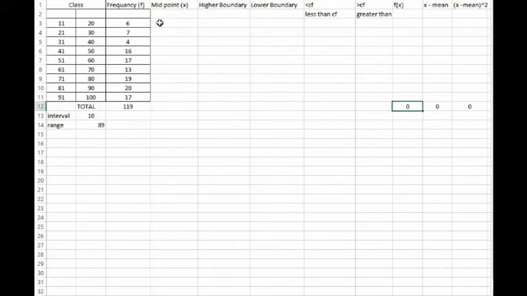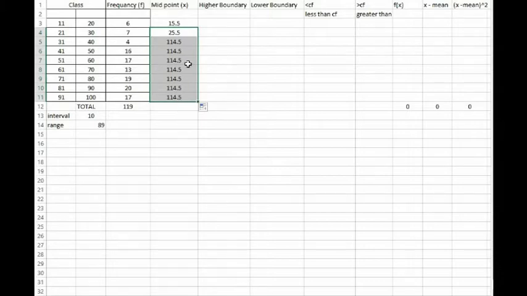So, for the midpoint, ginagawa lang natin is simply add the lower class plus the higher class divided by 2. Pag nakuha natin yung una, pwedeng gawin natin yung midpoint plus the interval, makukuha na natin yung midpoint per class.